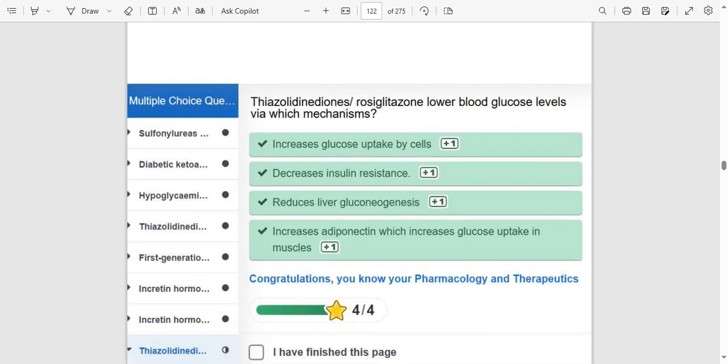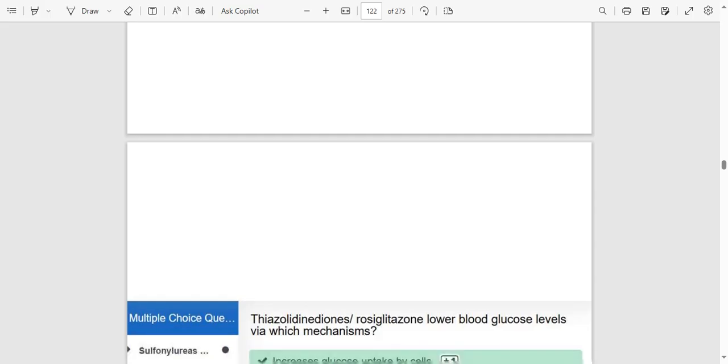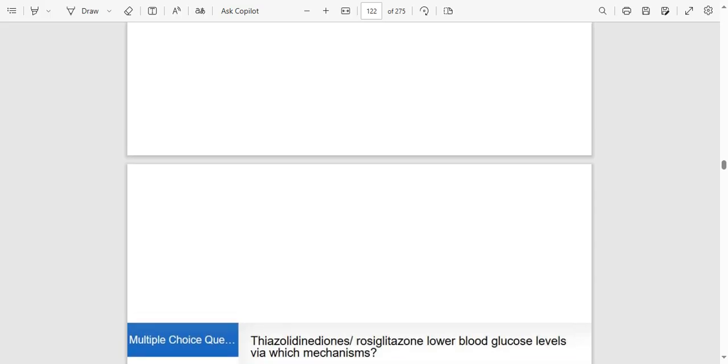TZDs, rosiglitazone, lower blood glucose levels via which mechanism? Before we even look at that, what is the mechanism of action for the TZDs? Any comment? Yeah, thank you so much. That is true. Just think of all the good things that will reduce sugar. Number one, as the doctor said, increasing tissue sensitivity to insulin. Number two, anything else?